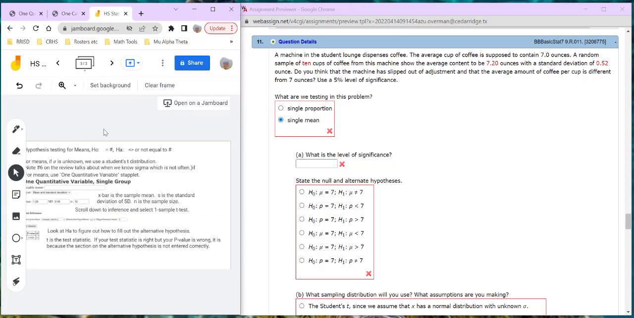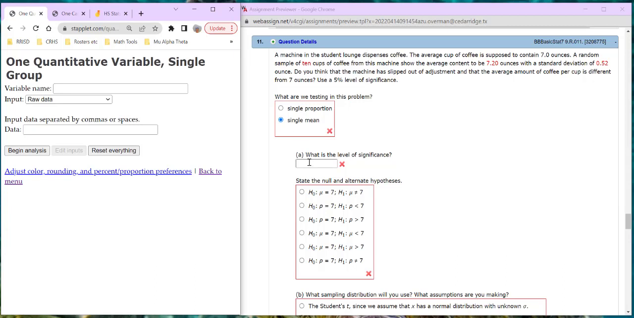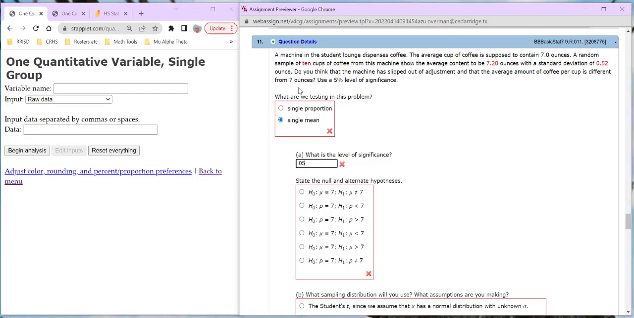So it's a single mean, so I want to make sure I'm doing one quantitative variable. So let me refresh. And level of significance is 0.05. Null and alternate. So our null, our hypothesized value, let's see, do you think the machine has slipped out of adjustment and that the average amount of coffee per cup is different than 7 ounces? Notice it says different, not less than, not greater than. And it's not a proportion, so it's this mean right here, okay?